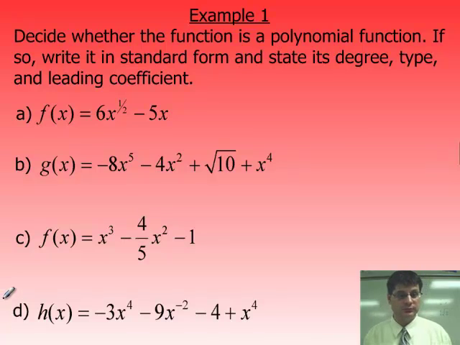Example 1 says decide whether a function is a polynomial function. If so, write it in standard form and state its degree, type, and leading coefficient. Well, in order for something to be a polynomial function, we have to have positive integers as exponents. So in other words, we're looking at natural numbers.